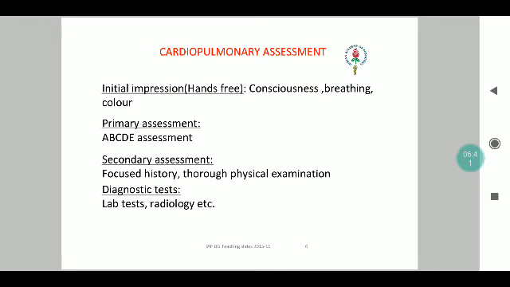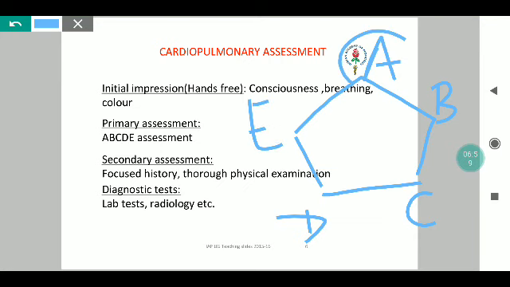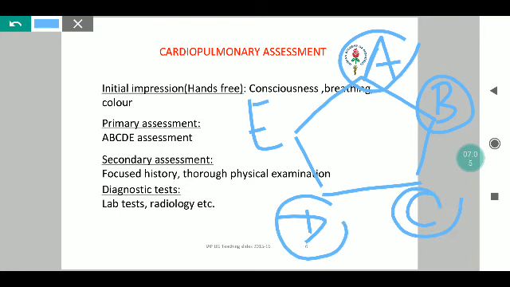Then the primary assessment is, in simple terms, A, B, C, D and E. Because there are 5 components, in the first one we drew a triangle. So here we will draw a pentagon. A stands for airway, B stands for breathing, C stands for circulation, D stands for disability and E stands for exposure. Again, each of these we will discuss in detail.